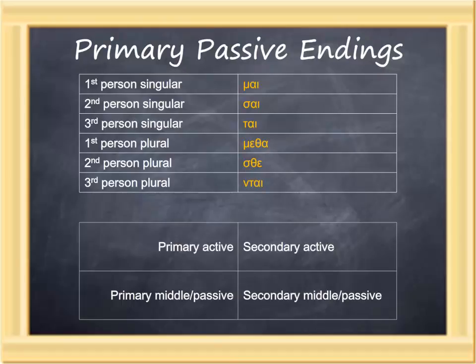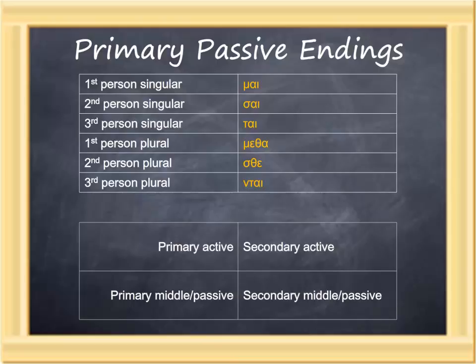In this lesson, we have a new set. These are the primary middle passive endings. The first person singular is mai, mu, alpha, iota. The second person singular is sai, sigma, alpha, iota. The third person singular is tai, tau, alpha, iota. The first person plural is metha, mu, epsilon, theta, alpha. The second person plural is sthe, sigma, theta, epsilon. And the third person plural is ntai, nu, tau, alpha, iota.